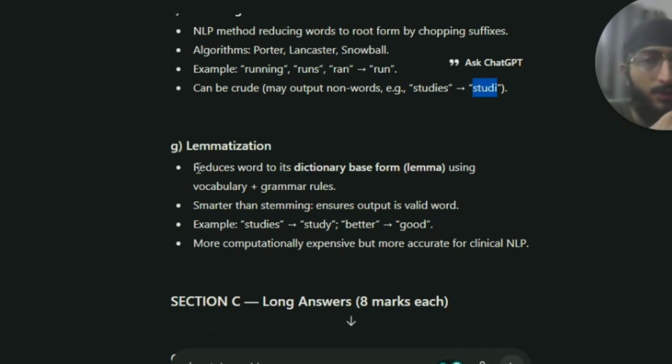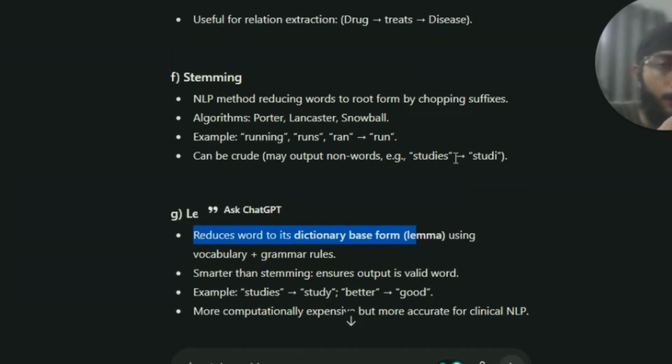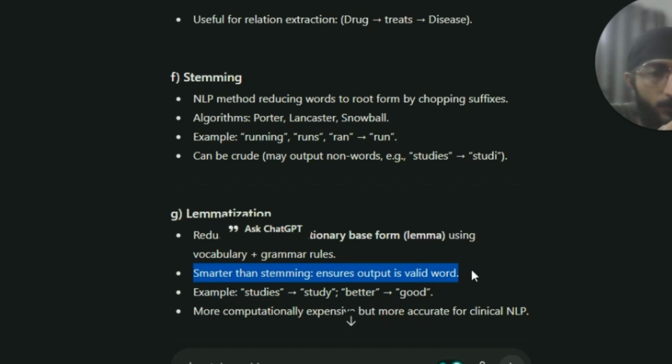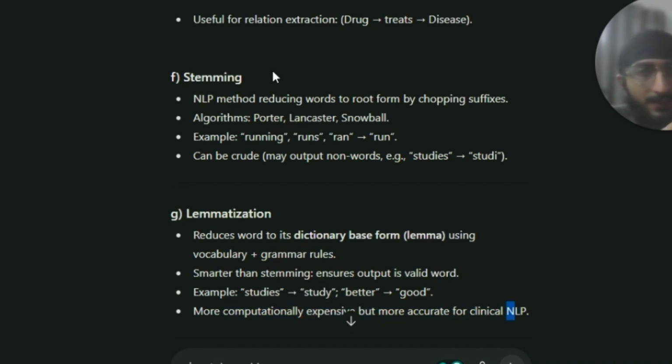Then lemmatization reduces a word to its dictionary base form, that is a lemma. Using vocabulary plus grammar rules, it is smarter than stemming and ensures our output is a valid word. Example: studies becomes study, so this is the correct word. Then better becomes good, so it uses a dictionary-based form, that is a lemma. It is more computationally expensive but more accurate for clinical NLP than stemming.